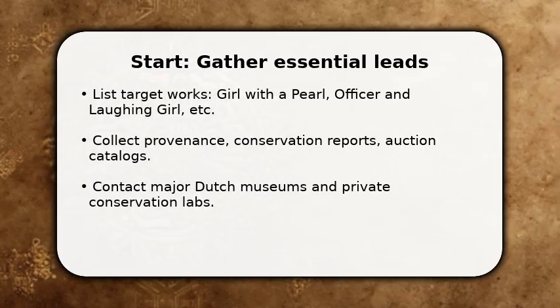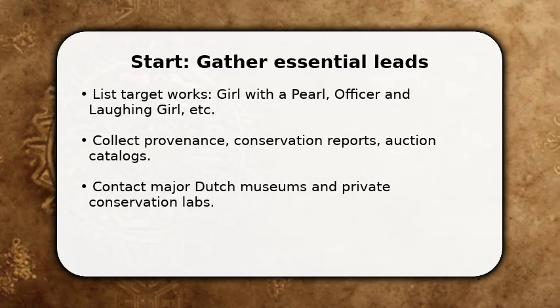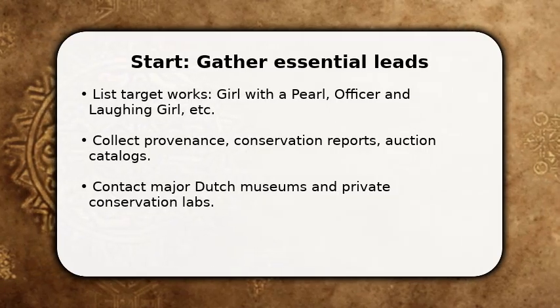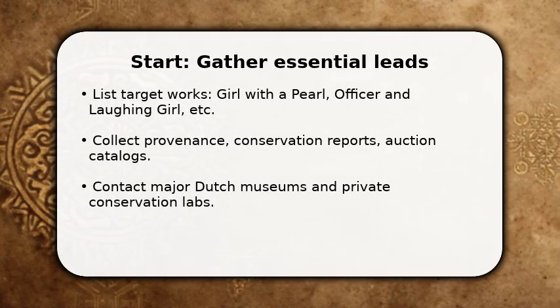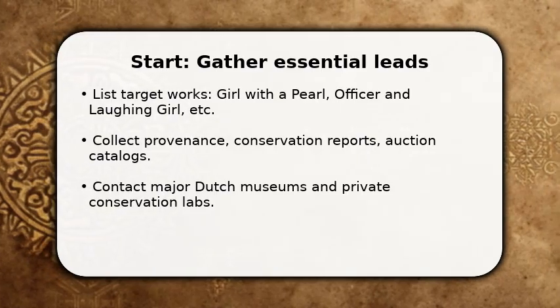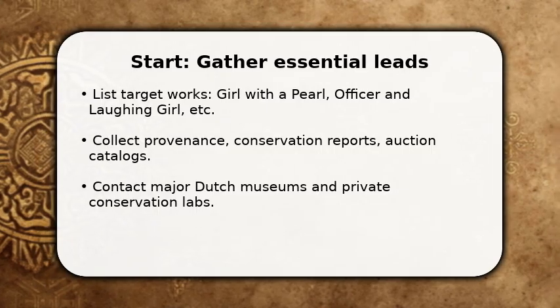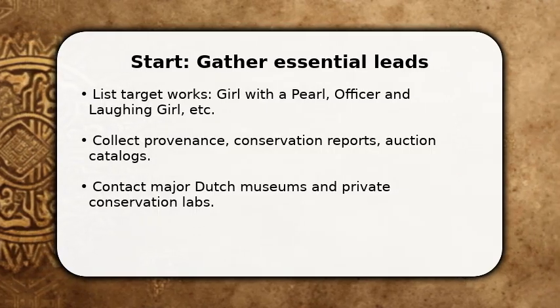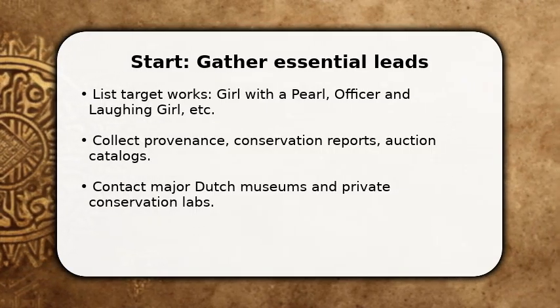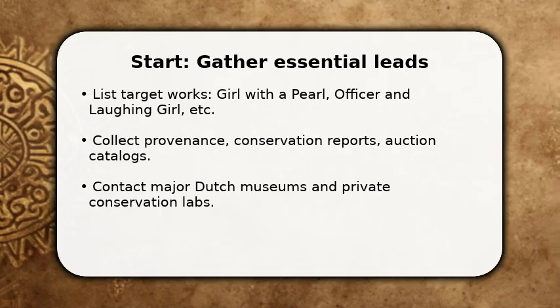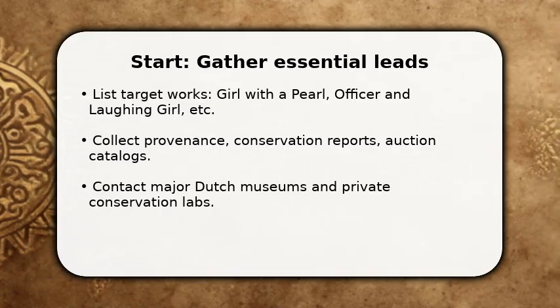You begin by assembling hard leads. List the Vermeer-attributed paintings you'll investigate and pull provenance and conservation reports. Once done, contact museum registrars and conservation scientists to request technical files and past X-ray or infrared images. Make sure to document who owns which reports and set deadlines for responses.